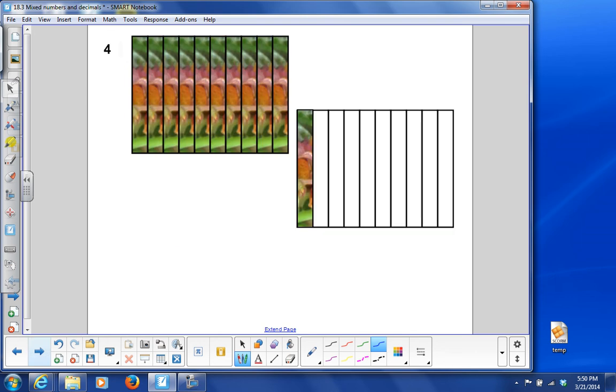Okay, let's try this last one. I have a whole one. I have tenths. Okay, I know that 1/10 looks like this in a decimal, so I should have 1.1.